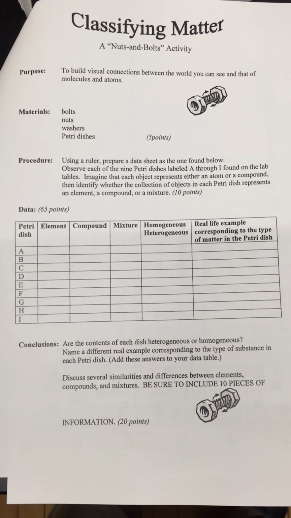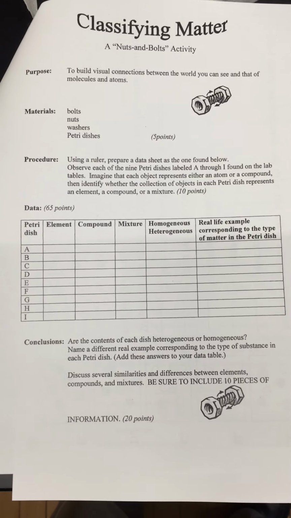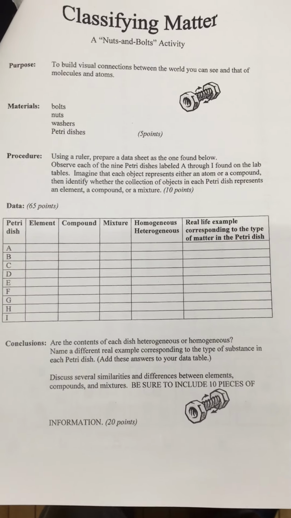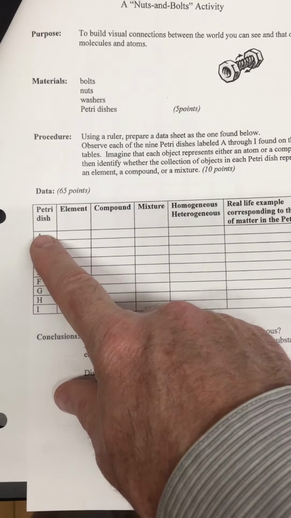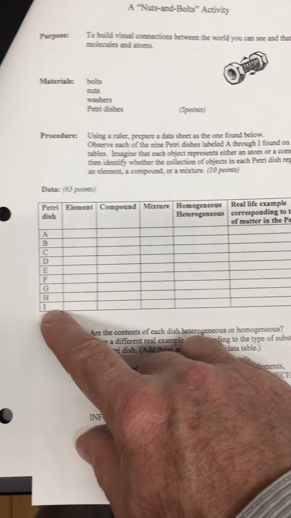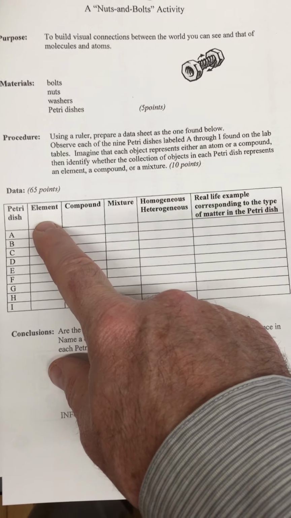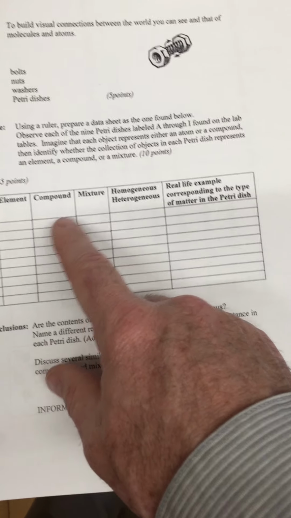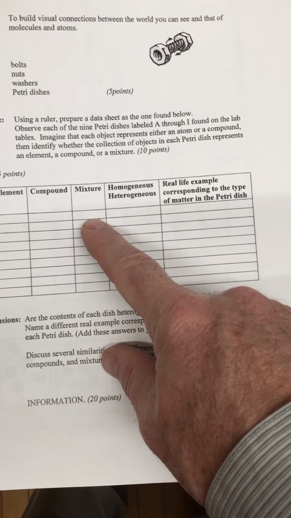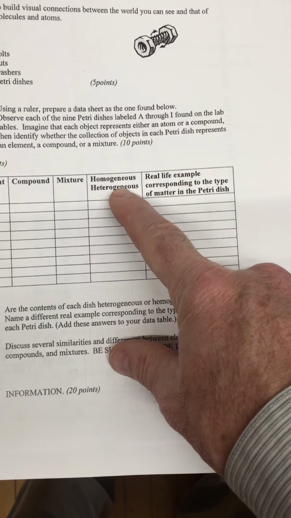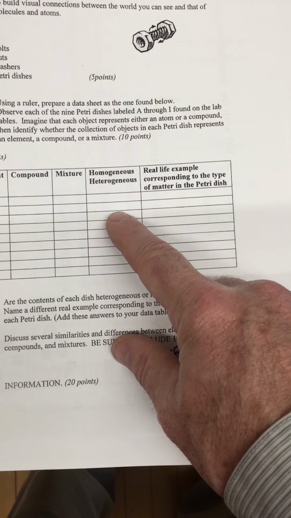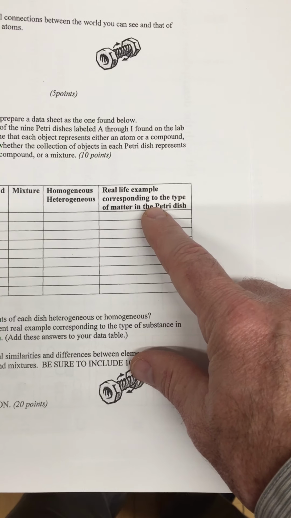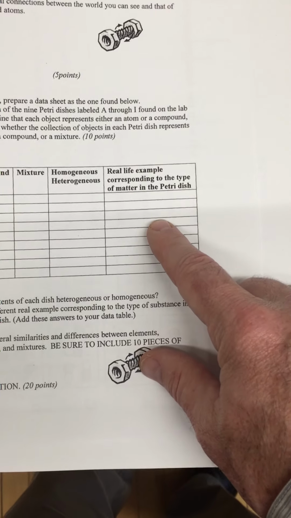Essentially what you're doing is you're going to use nuts, bolts, and washers to determine what kind of substance is in each Petri dish. So we've got Petri dishes labeled A through I, and you're just going to put a check mark depending on whether it's an element, a compound, or a mixture. If it is a mixture, it's either going to be a homogeneous or a heterogeneous mixture. And then you would put a real life example of the type of matter.